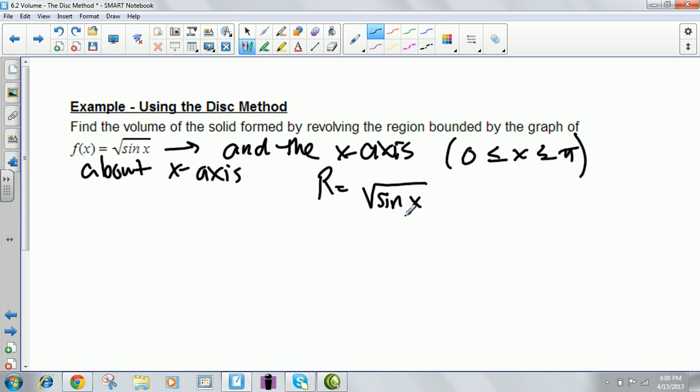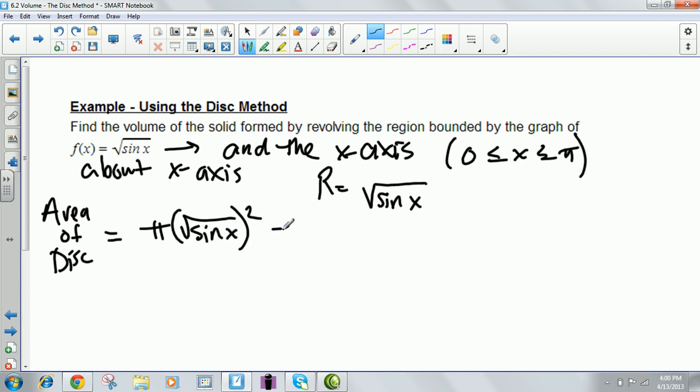First thing we do is figure out what your radius is. Now, let's find the volume. Oh, not the volume, the area of one disk. So the area of the disk is going to be pi r squared, where r is the square root of sine of x. And so then that's just going to be pi times the sine of x.